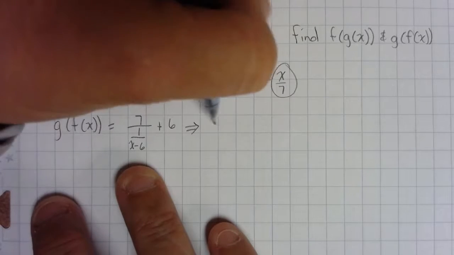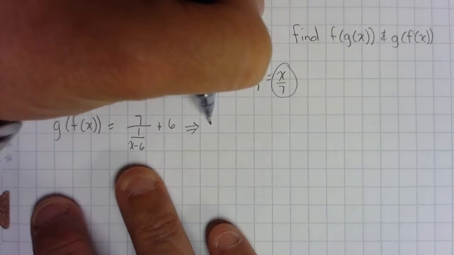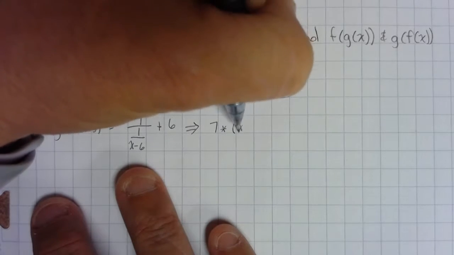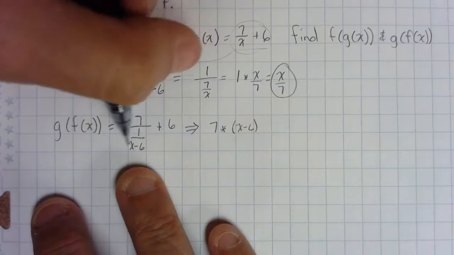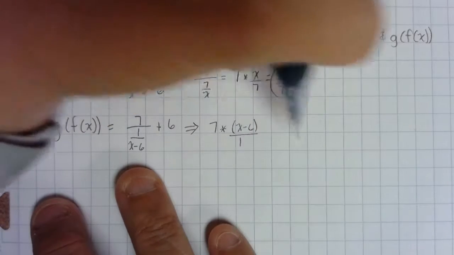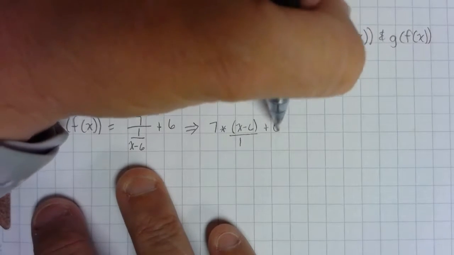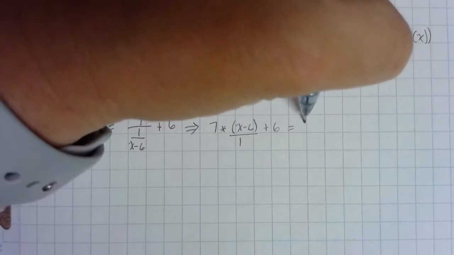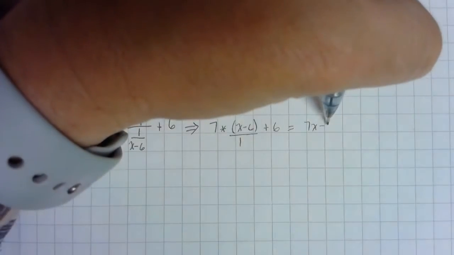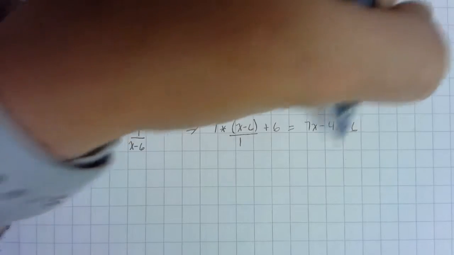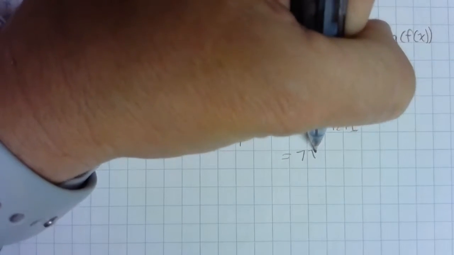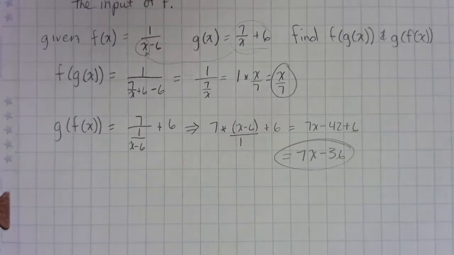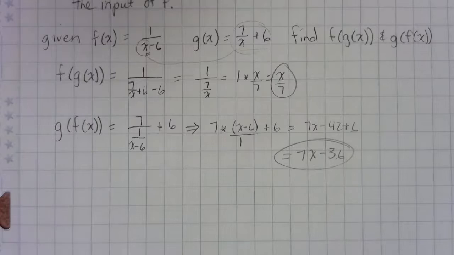So first, this compound fraction: write the numerator down, change divide to times, flip the second one over, and then you still have a plus 6. So we end up with 7x minus 42 plus 6, which is 7x minus 36. And again, I've told Miss Bowes that she might need to double check me sometimes because I'm going so fast on some of these.